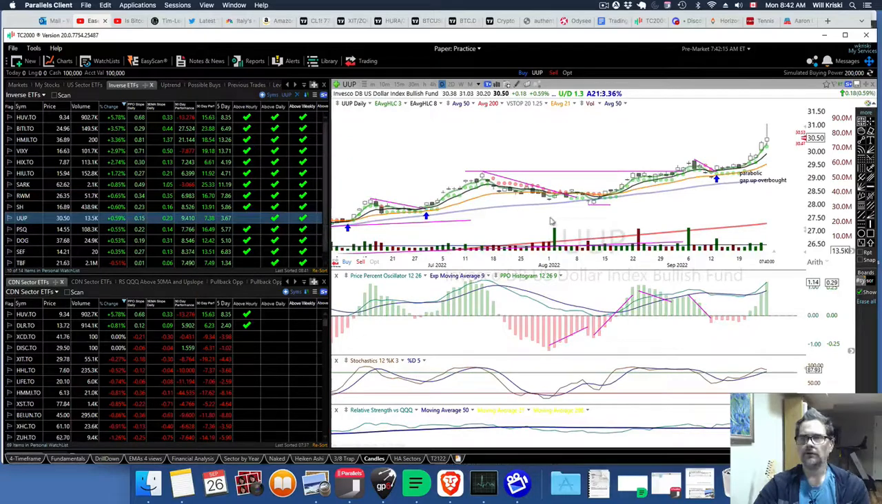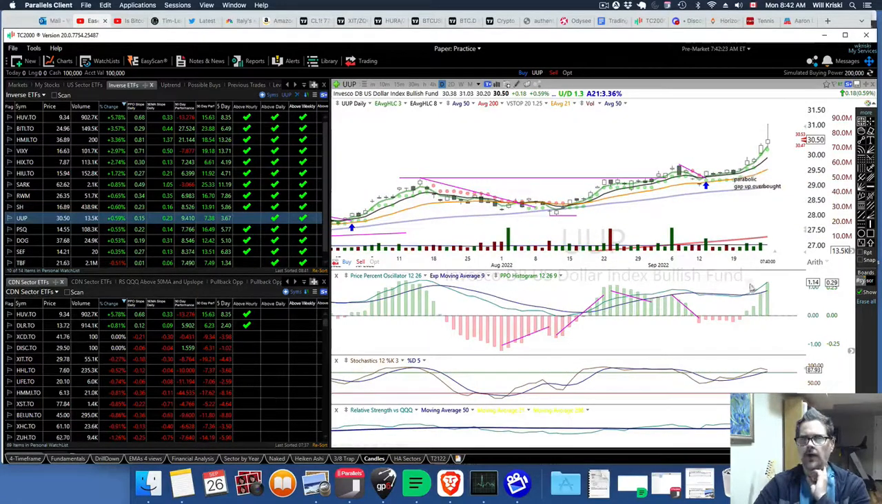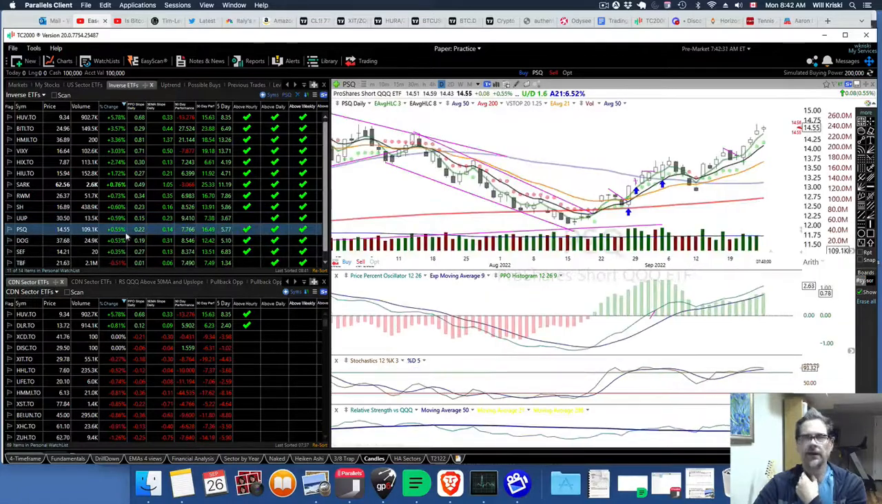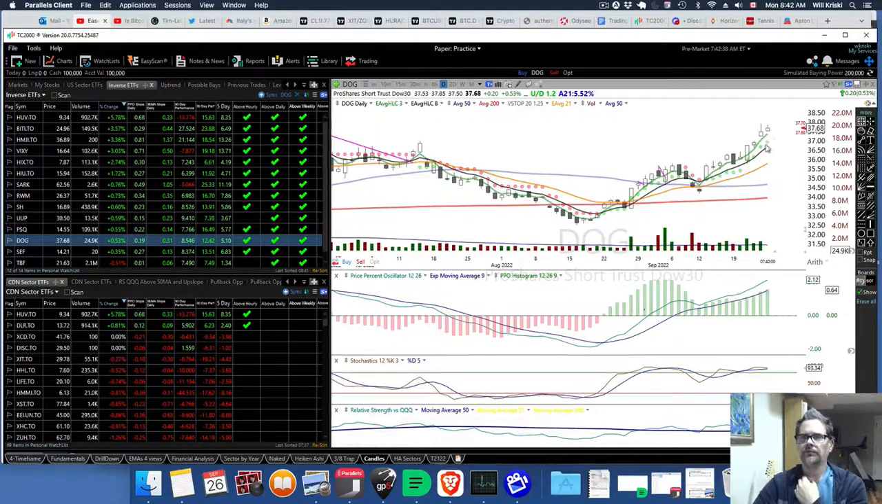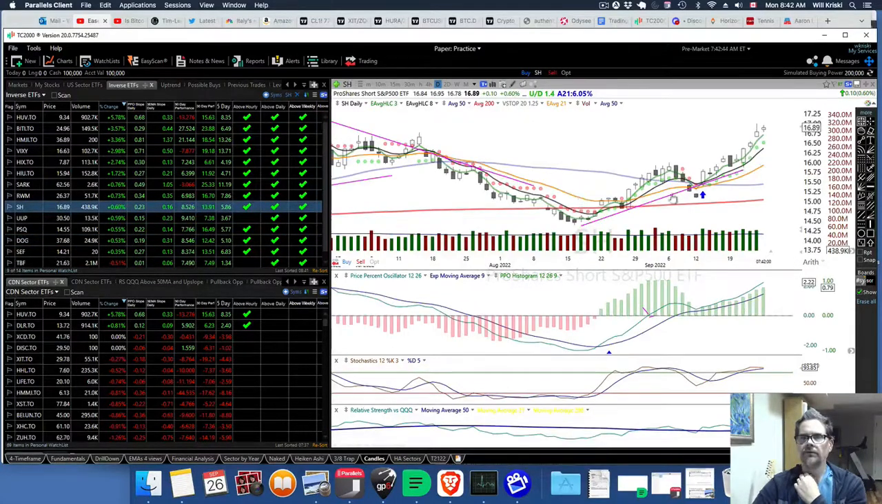But the ones like UUP, you see this big wick here, so it's going kind of parabolic, and that's when you're due for a reversal there. Up pretty high on the MACD and price percent oscillator as well. But you're still above the V-stop and everything, but it's just getting parabolic. So there's some NASDAQ. PSQ is the NASDAQ inverse. DOG is the Dow Jones. These look decent in terms of their charts. SH is the S&P 500.